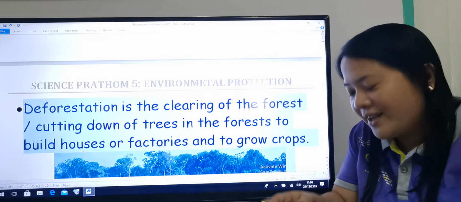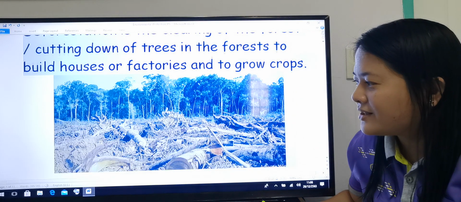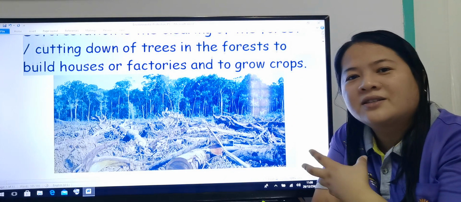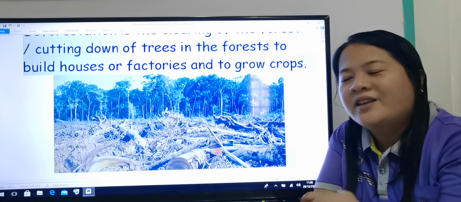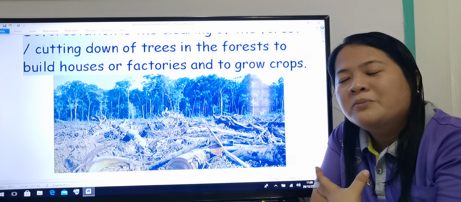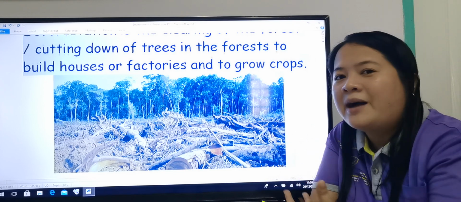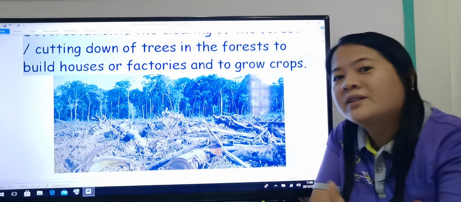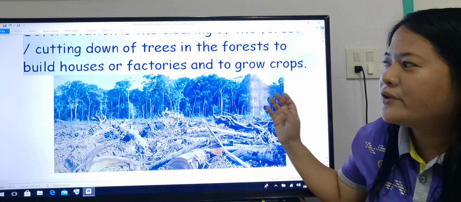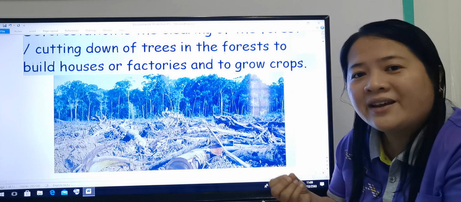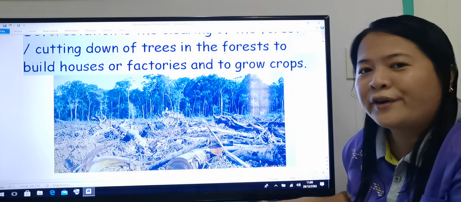Because humans cut the trees, see? They cut the trees to build factories and houses and villages, and they also grow crops that they can sell at a higher value. But in return, animals and plants will lose their habitat, okay? So if we continue to do deforestation, it will have a big effect on our life and on the environment.